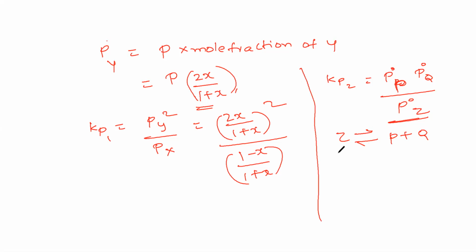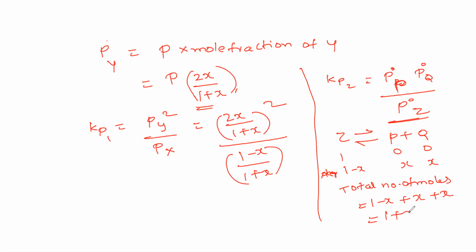So initially it is 1 mole, this is 0, this is 0. At equilibrium, we can say 1 minus x, x and x. So the total number of moles is 1 minus x plus x plus x. So it is equal to 1 plus x. Continuing this solution again here.